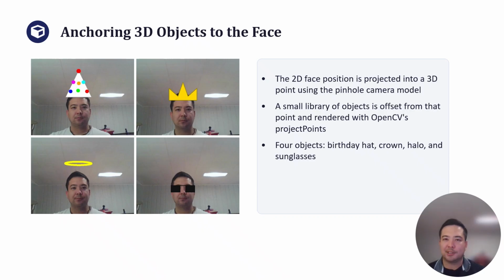in real-world centimeters. Each object gets anchored to that 3D point, with a small offset so that it sits in a sensible place, either at eye level for the sunglasses or on or above the head for other objects like the hat or the crown. Everything was projected into the live video with OpenCV's projectPoints function.